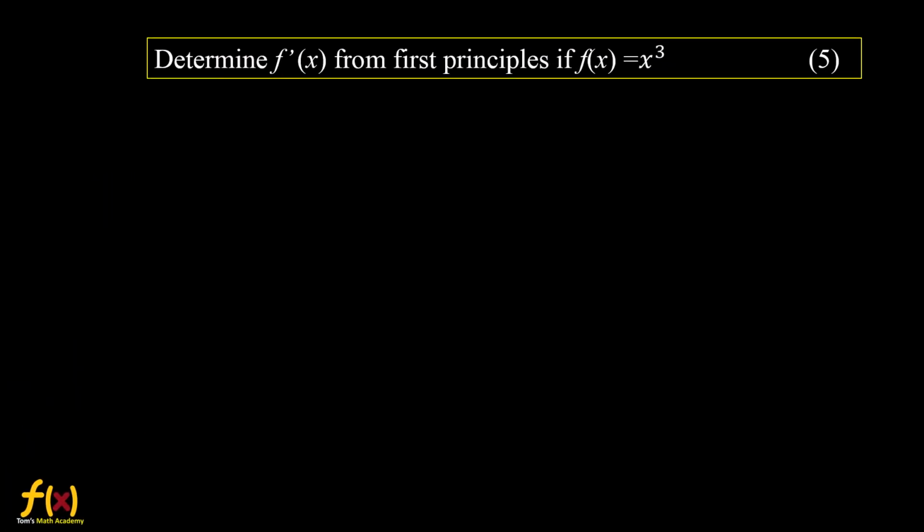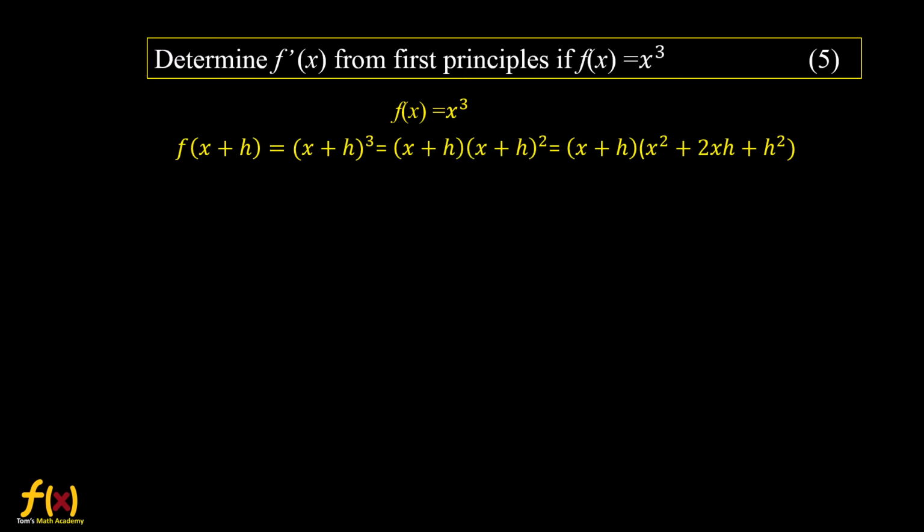The very first question in calculus on your paper: determine f dash x from first principles. Okay, 5 marks, sure question. So we have done many questions, repeating just to revise. f of x is x to the power 3, and then we write f of x plus h. Where we have x, we replace with x plus h. Then we must know the expansion: x plus h times x plus h whole square. You can do it this way, or you must memorize the shortcut.